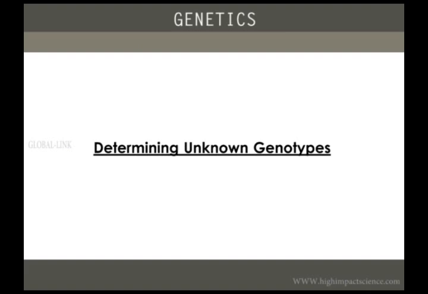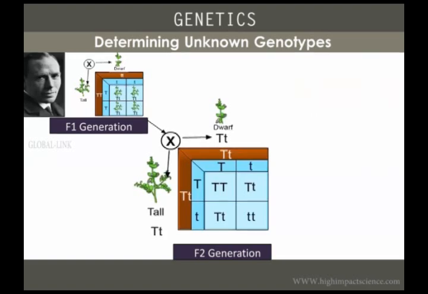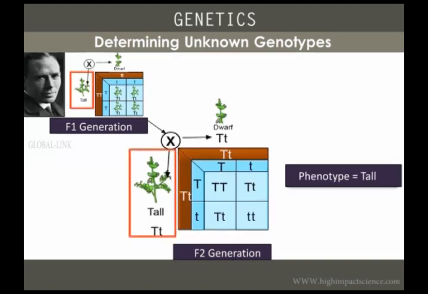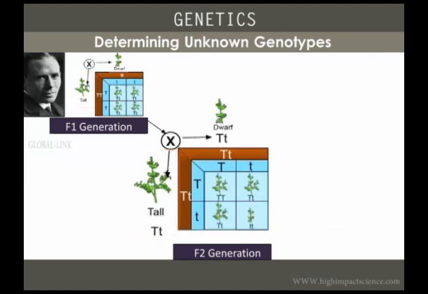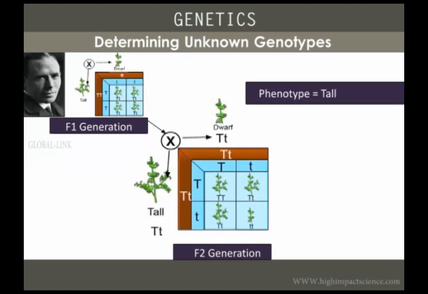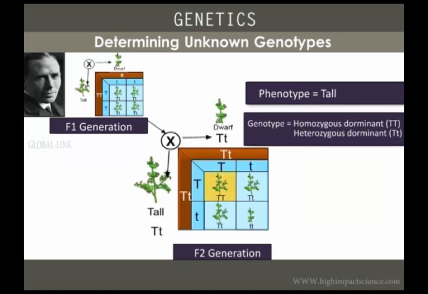And now, determining unknown genotypes. Because of complete dominance of the capital T gene in garden pea plants, looking at the phenotype cannot tell us the genotype of the plant. For example, you cannot predict whether a tall plant from the F1 or F2 generation is homozygous dominant, capital T capital T, or heterozygous dominant, that is capital T small t.